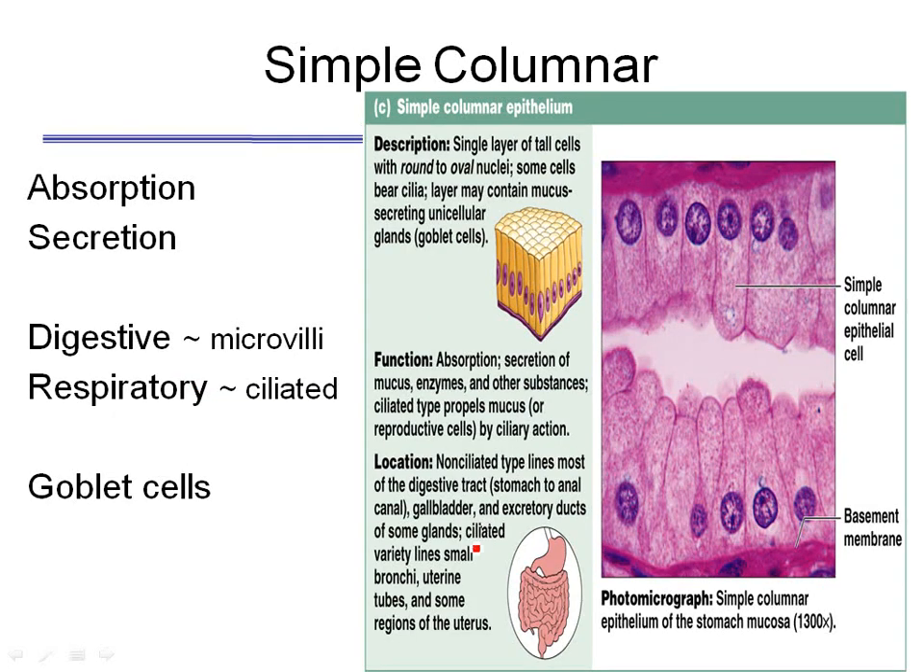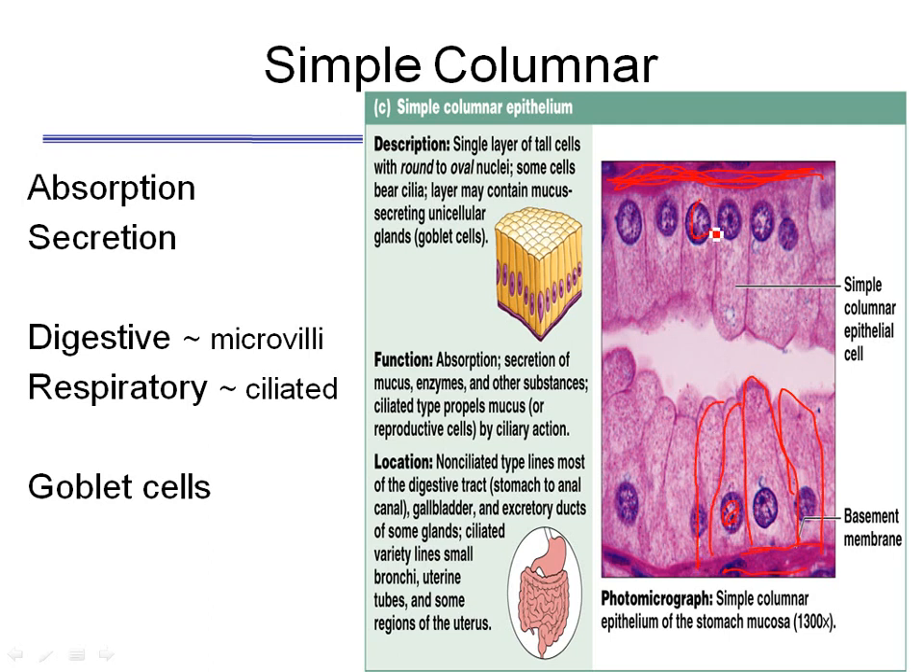Alright, simple columnar. Again, we go to where we find the basement membrane. I'll show you in lab how to do that. This is fairly high magnification. You can actually start to see the basement membrane here. And then we look at the cells. These cells are beautifully and perfectly lined up, as are their nuclei.